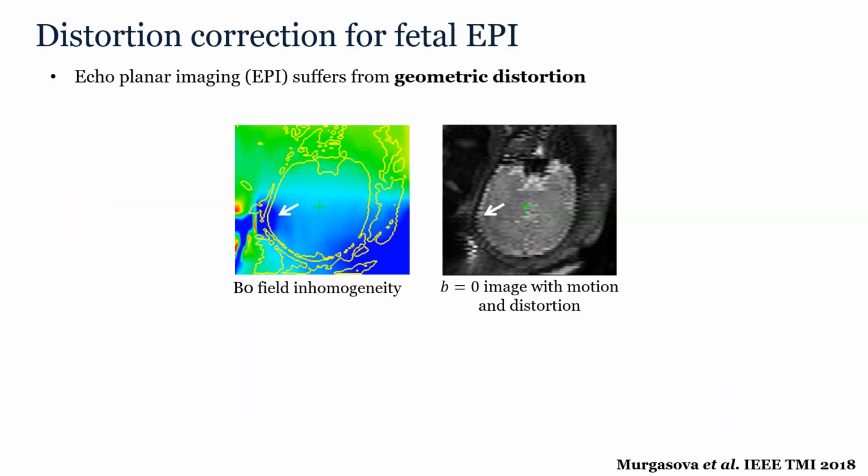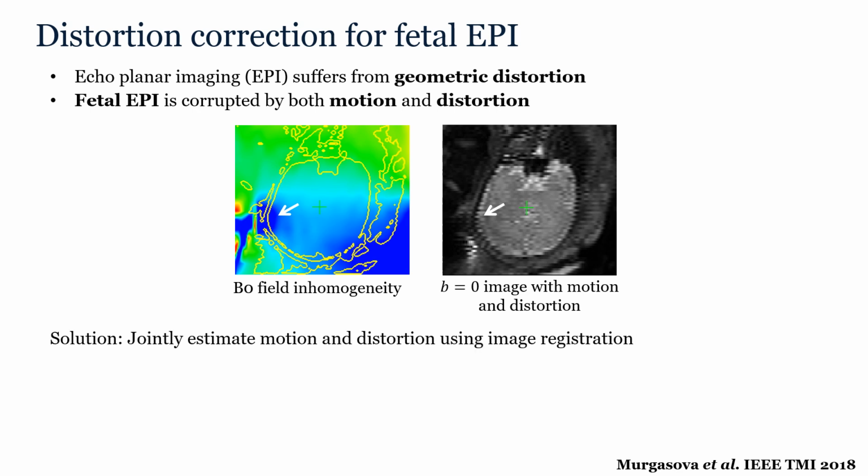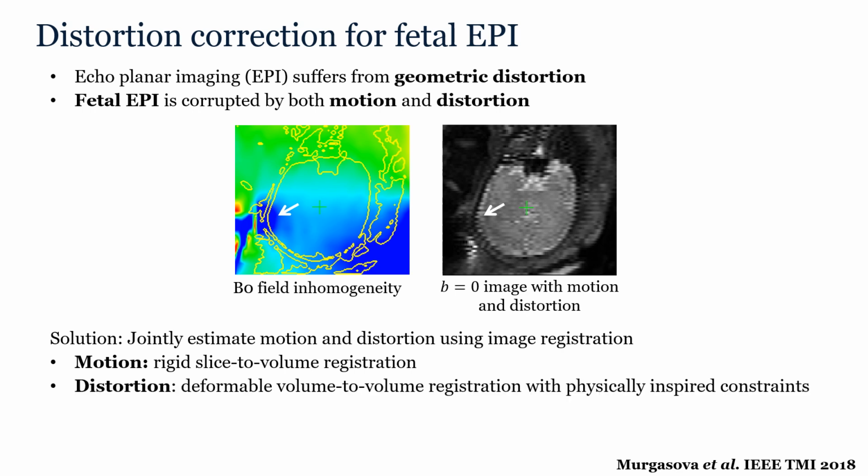Diffusion MRI is acquired using an echoplanar imaging sequence. This sequence is very fast but also suffers from geometric distortion. Our data is therefore corrupted by both motion and distortion. The solution to that is to jointly estimate motion and distortion using image registration. Motion will be estimated using rigid slice to volume registration, as we showed on the previous slide, while distortion will be estimated using deformable volume to volume registration with physically inspired constraints. And then we can iterate between motion and distortion correction steps.